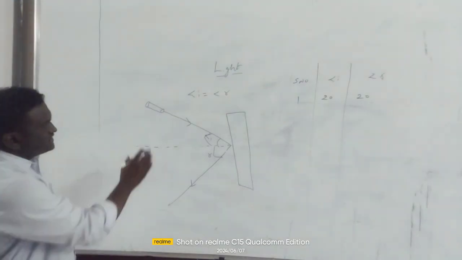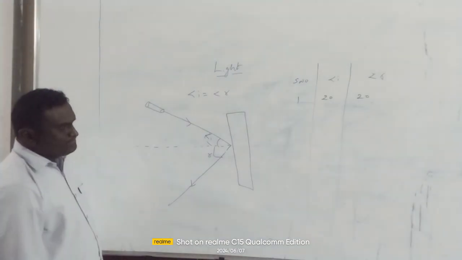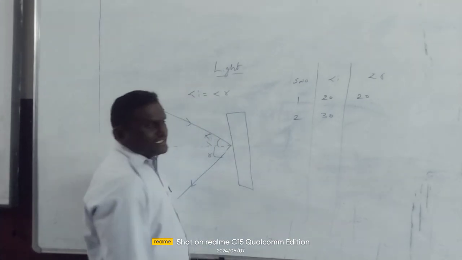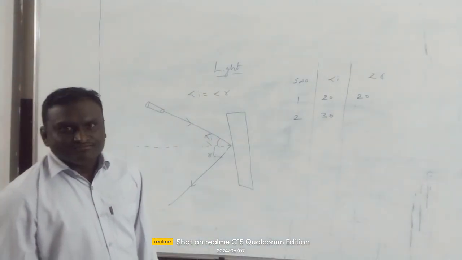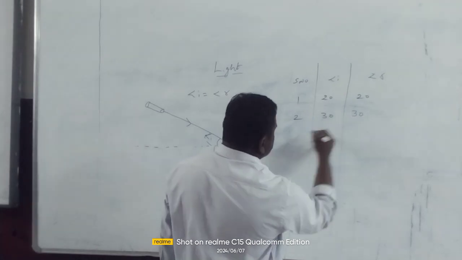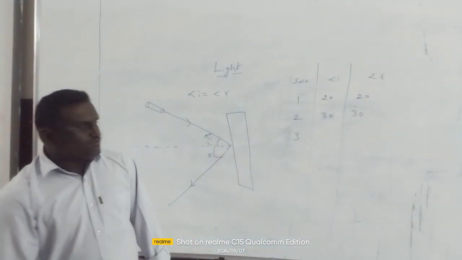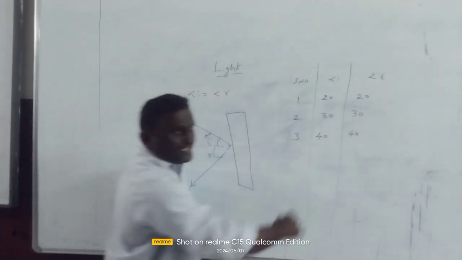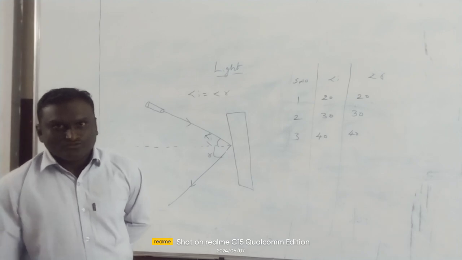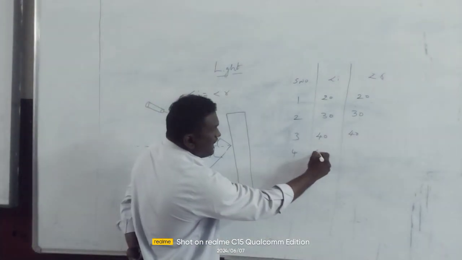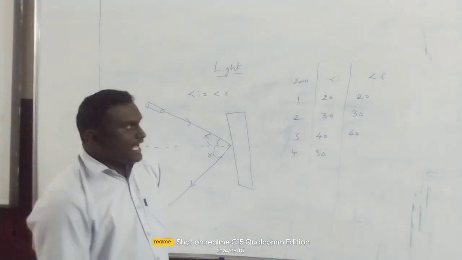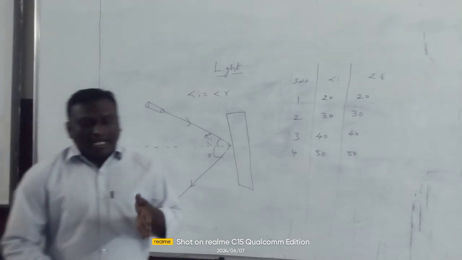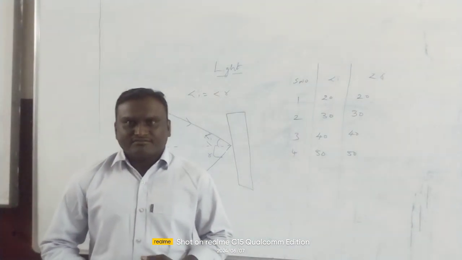Next one, some change. The ray is passing on the paper. Serial number 2: 30 degrees. Angle of R how much? 30. Angle of I is 40 degrees, angle of R is 40 degrees. Same. Angle of I is 50 degrees, angle of R is 50 degrees. Okay, here angle of incidence, angle of reflection. Okay, thank you.